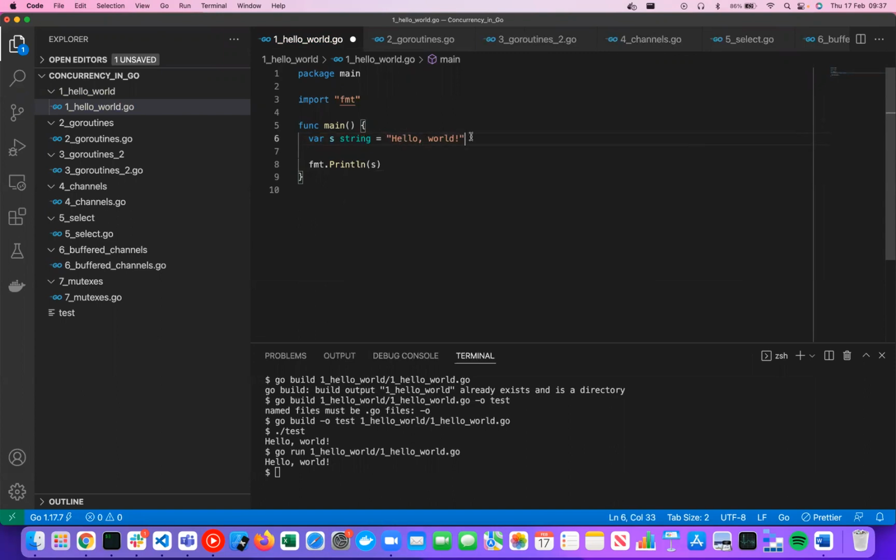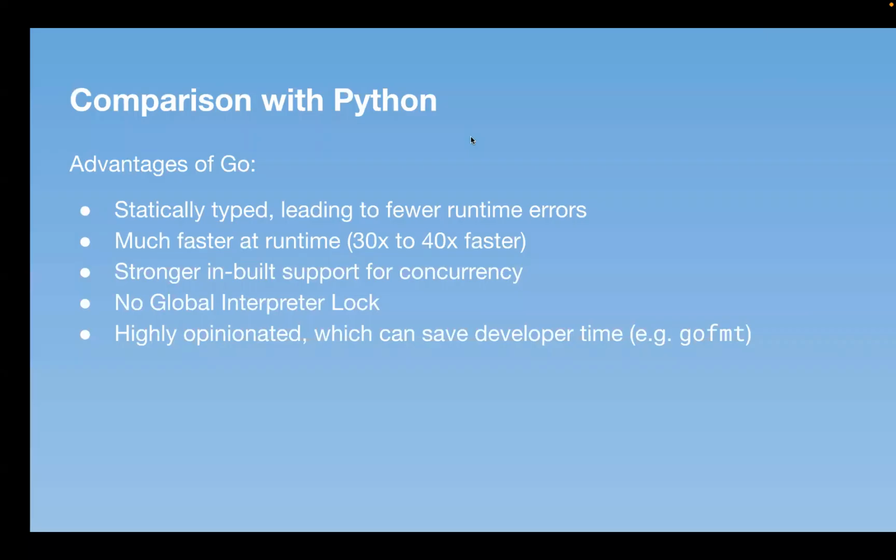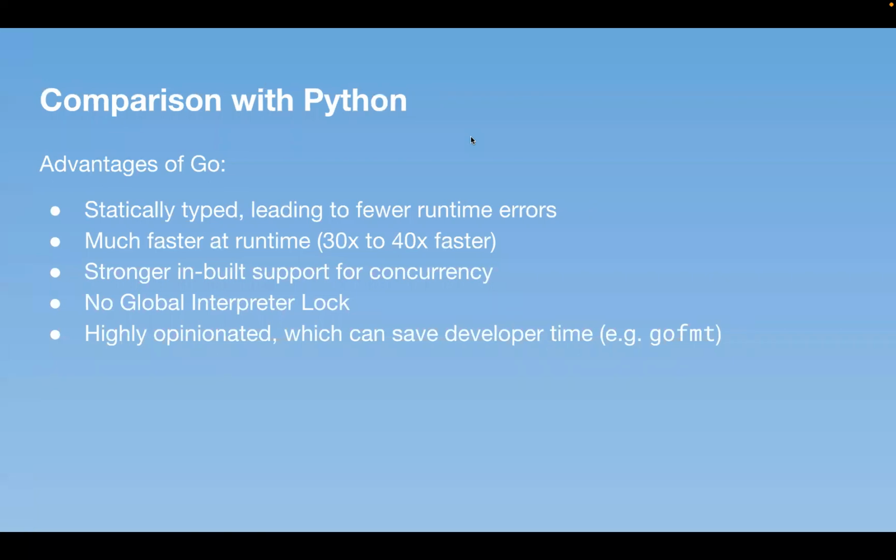And so, in Python, you could set a variable to be a string, but then you could try and perform some operations on it, like adding it to an integer, say, and you'd get a runtime error there. Whereas Go wouldn't allow you to compile the program. So yes, that's one advantage for your runtime errors there. It's also much faster at runtime, about 30 to 40 times faster than Python.